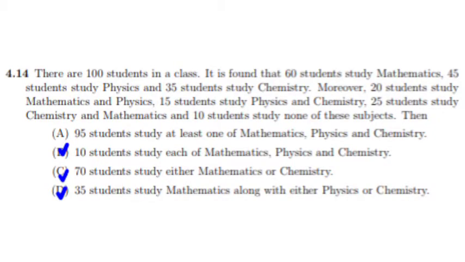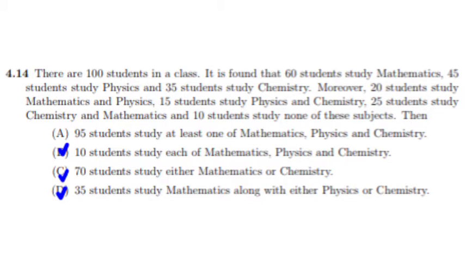Here, the question given to us is, there are 100 students in a class. It is found that 60 students study mathematics, 45 students study physics, and 35 students study chemistry. Moreover, 20 students study mathematics and physics, 15 students study physics and chemistry, 25 students study chemistry and mathematics, and 10 students study none of these subjects.